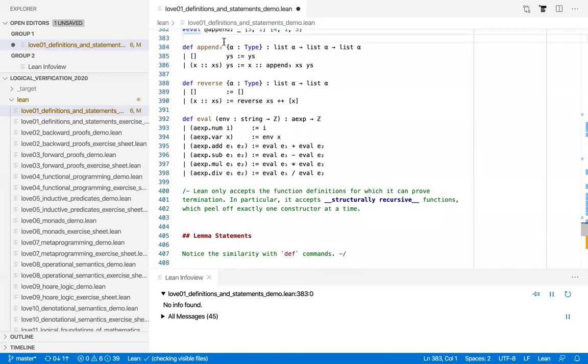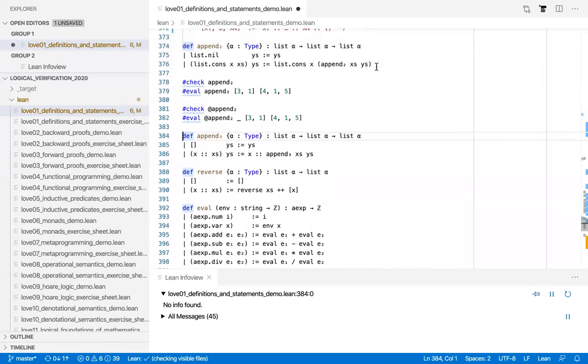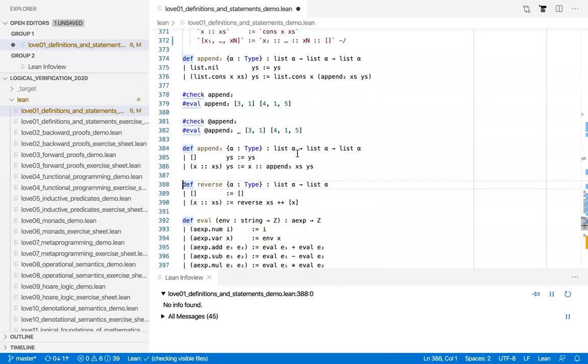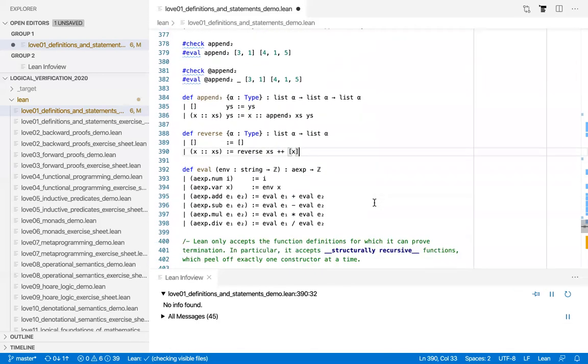Then you have another version of the append function that uses this syntactic sugar. It's exactly the same as far as Lean is concerned, but now we're using more standard syntax. And once we have append, we can also define reverse. And here I've also used not the append that we've just defined, but the official append from Lean, which is plus plus. So this operator is append, but that's the real one. Okay.